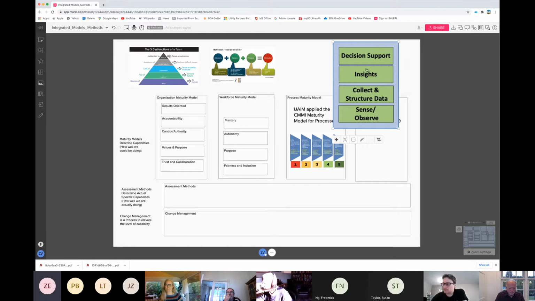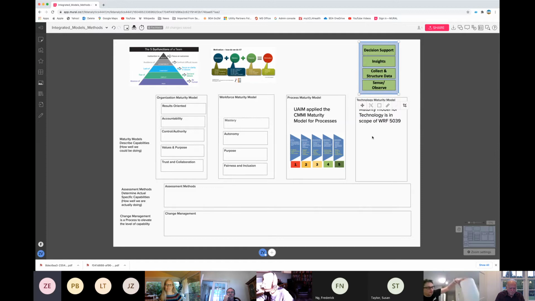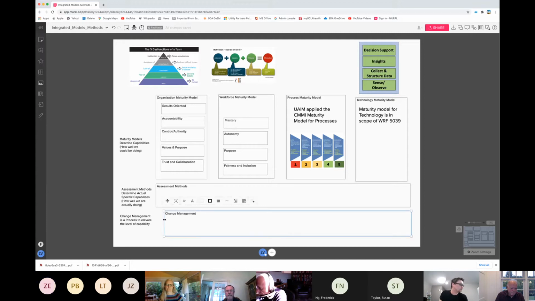on sensing, observing, collecting, analytics, and decision support, so that we can really have a nice way to see how we're doing with the organization, individuals, processes, insight. And then assessment methods are here, where we showed an assessment method for processes, but we need to also have an assessment method for how the organization is doing, what's the maturity there in the workforce and the processes and technologies, and that will all feed into this thing called change. So I will make this a little bit more descriptive.